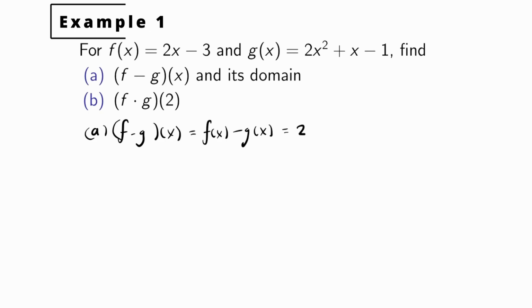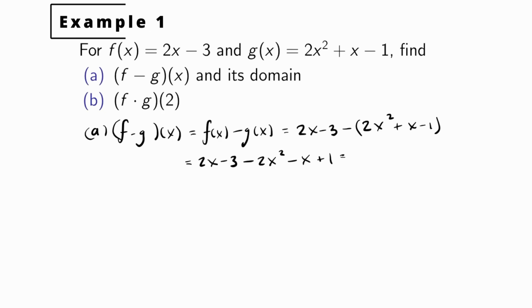So f of x was 2x minus 3, and g of x is 2x squared plus x minus 1. Now, this is f minus g. It's that function, but we should simplify it. So if we do that, we're going to get 2x minus 3. We're going to subtract that whole function g of x. We have to make sure we respect the order of operations. So it'll be minus 2x squared. We don't distribute that negative sign. Minus x, and then minus negative 1, which becomes plus 1.